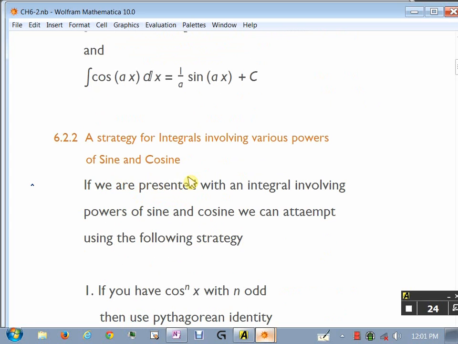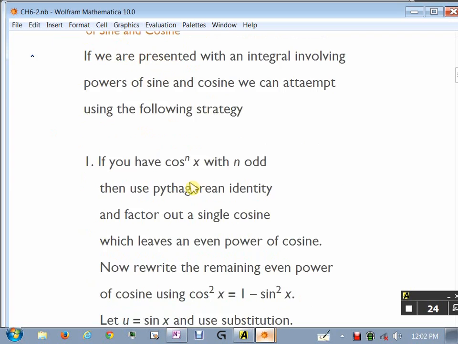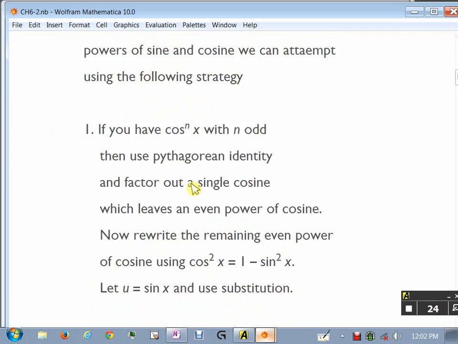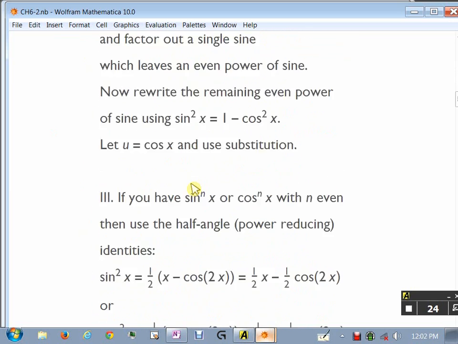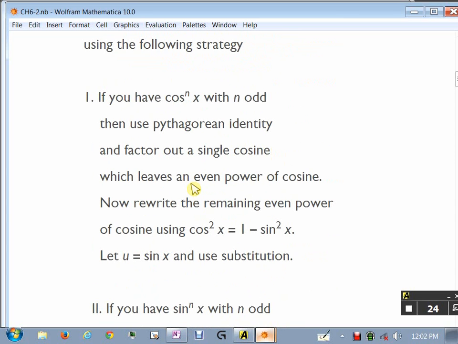So now what we're going to do is look at a strategy for doing integrals that have sine and cosine in them. Powers of sine and cosine, not just sine and cosine because we know how to do that, but like sine squared or cosine squared or sine to the fifth. Or maybe we have sines and cosines together, which is really what we're going to do, all right? So here's the idea. Here's a strategy. There's three different strategies, all right? The first strategy is this.